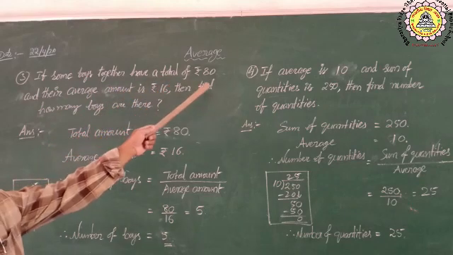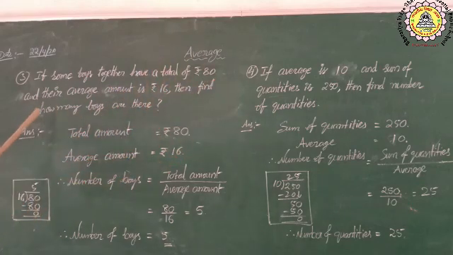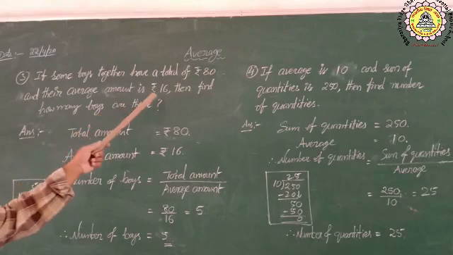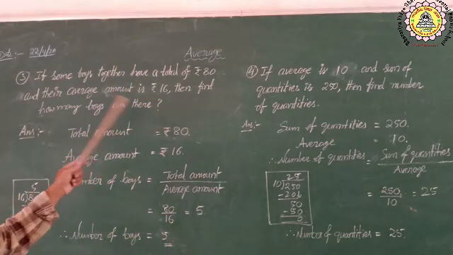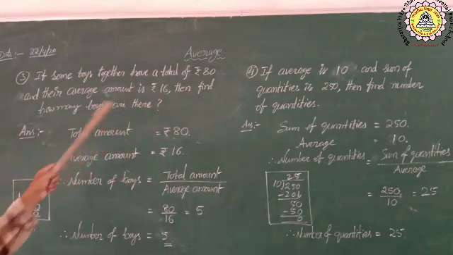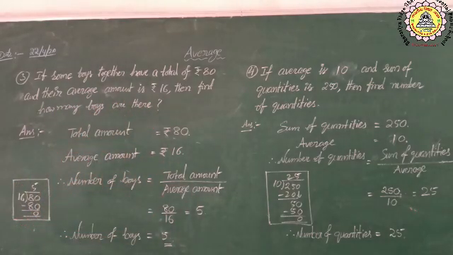Total means total amount. How much? 80 rupees. And their average amount is also given. How much is that? 16 rupees. That means total amount and average amount are given. So then find how many boys are there. So the number of boys we have to find here.